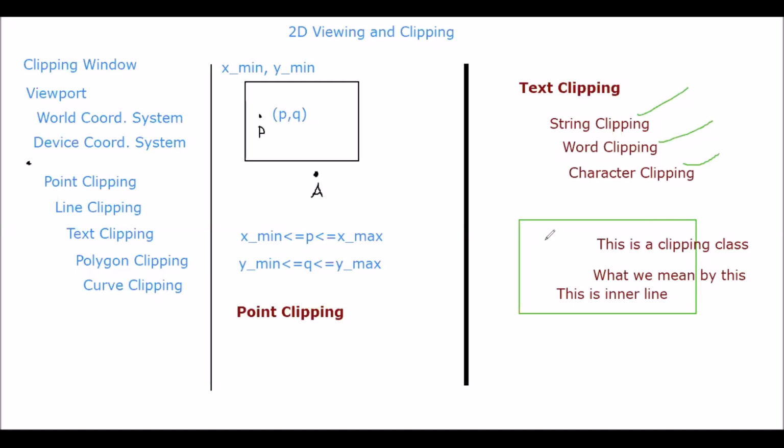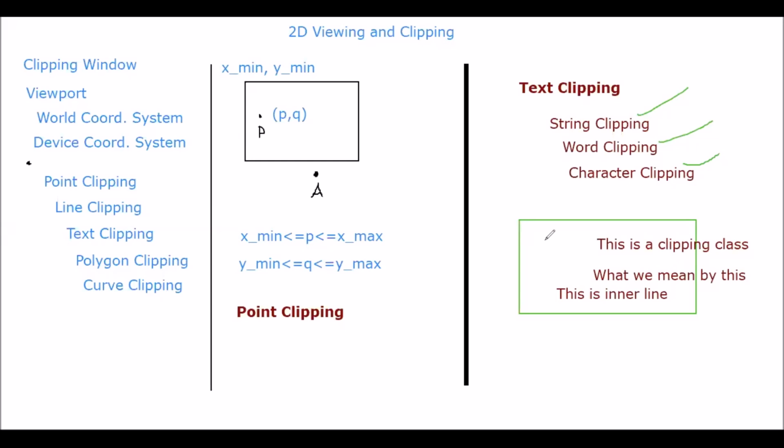Now polygon clipping and curve clipping are also important types of clipping. We will discuss polygon clipping and curve clipping after the Cohen-Sutherland algorithm. For this particular lecture, I will summarize up to this point only. The Cohen-Sutherland algorithm and line clipping in detail I am going to discuss in the next lecture.